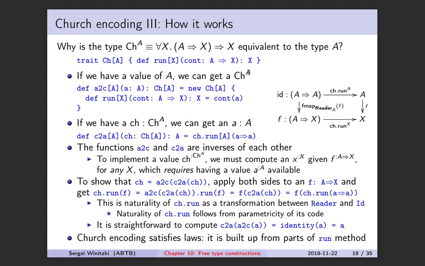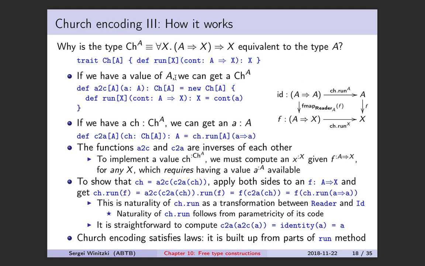So let us see how the Church encoding works. So why is this type equivalent to the type A? Let's just consider this very simple Church encoding of a fixed type A, which will be implemented like this.